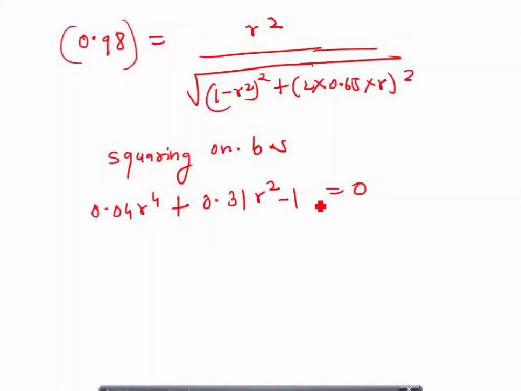That equation is 0.04 r to the power 4 plus 0.31 r square minus 1 is equal to 0. After solving this, you get two values of r, one positive and one negative. So we will consider the positive value of r. I am getting r is equal to 1.56.